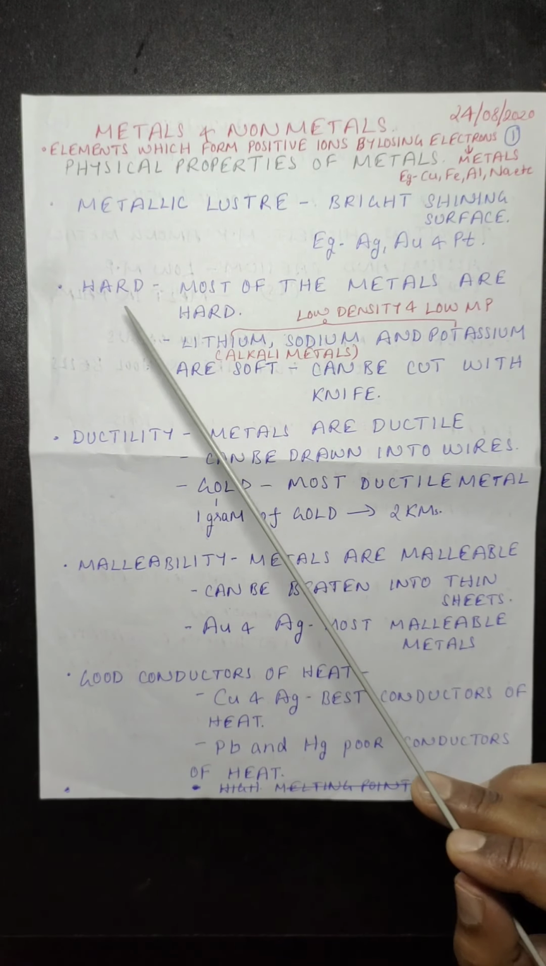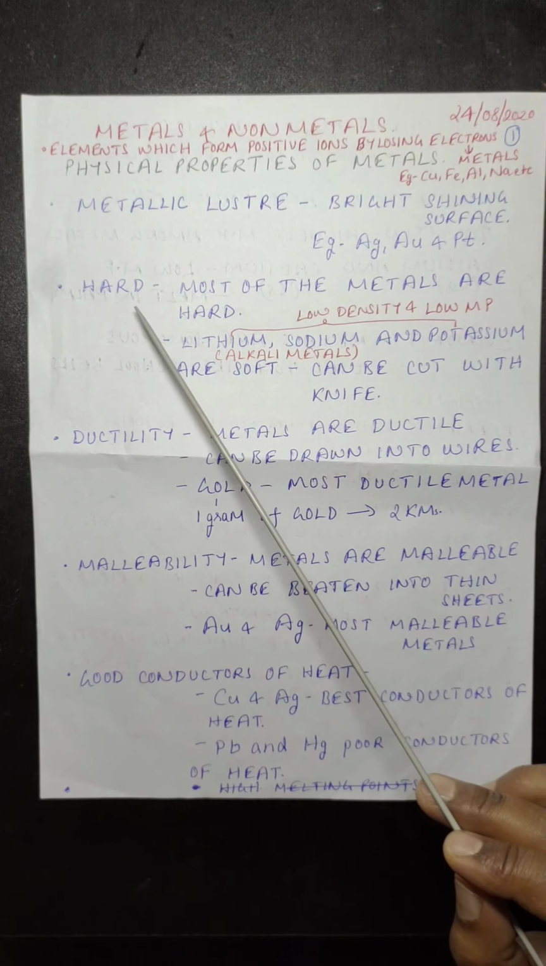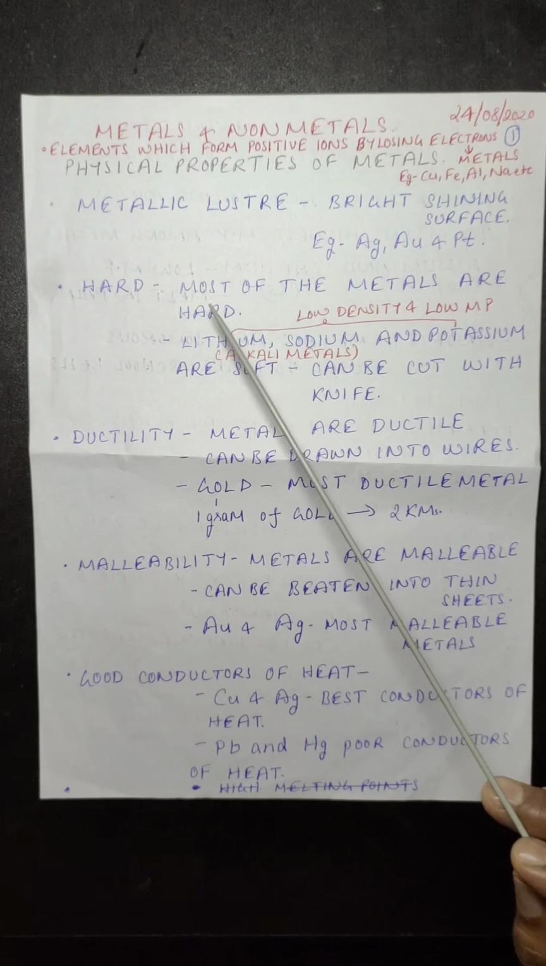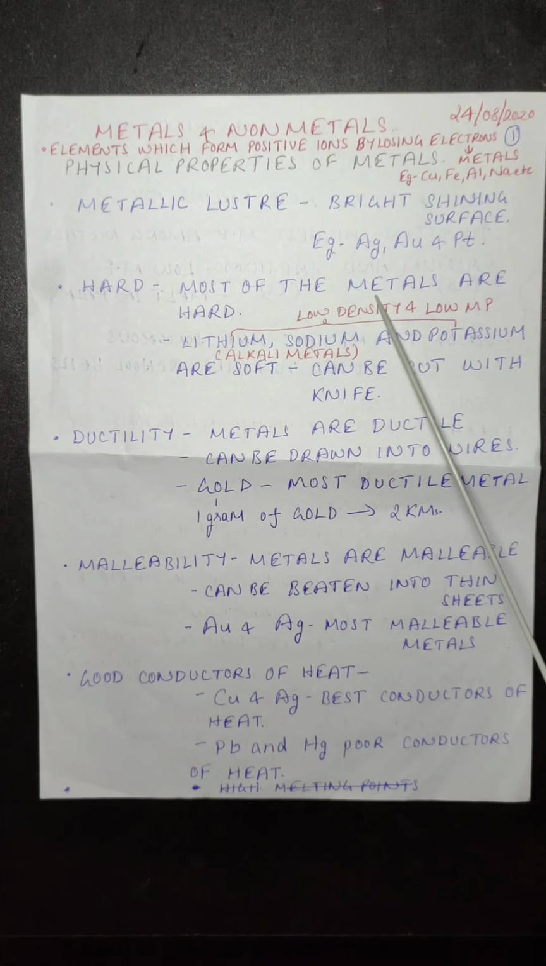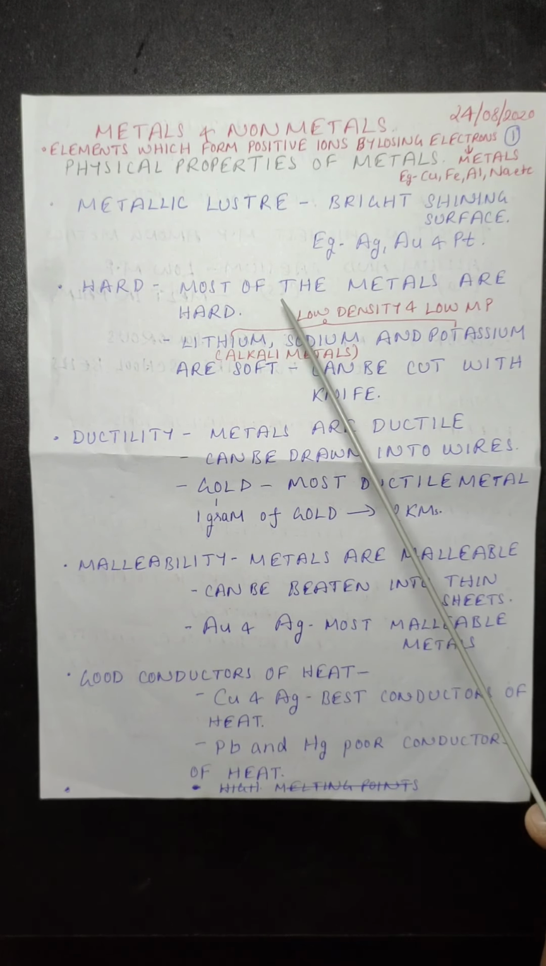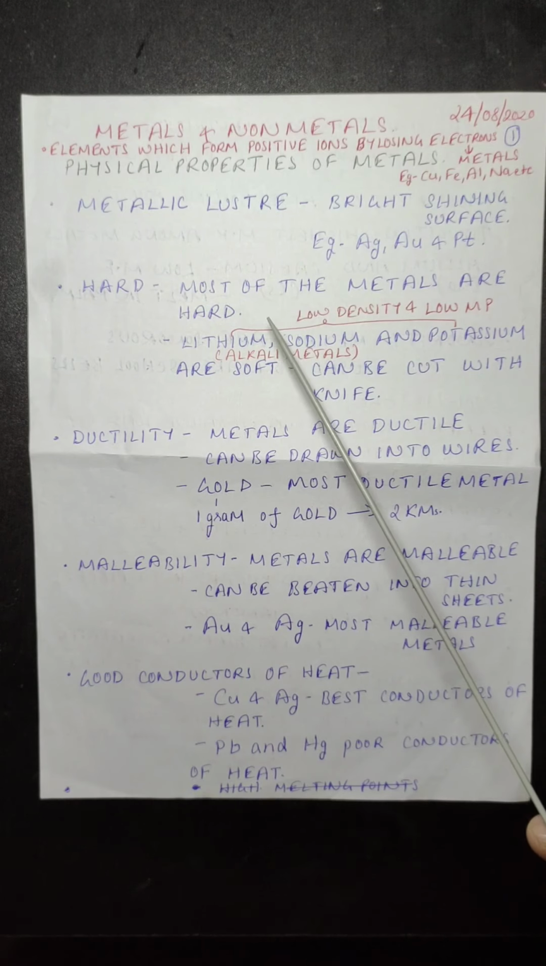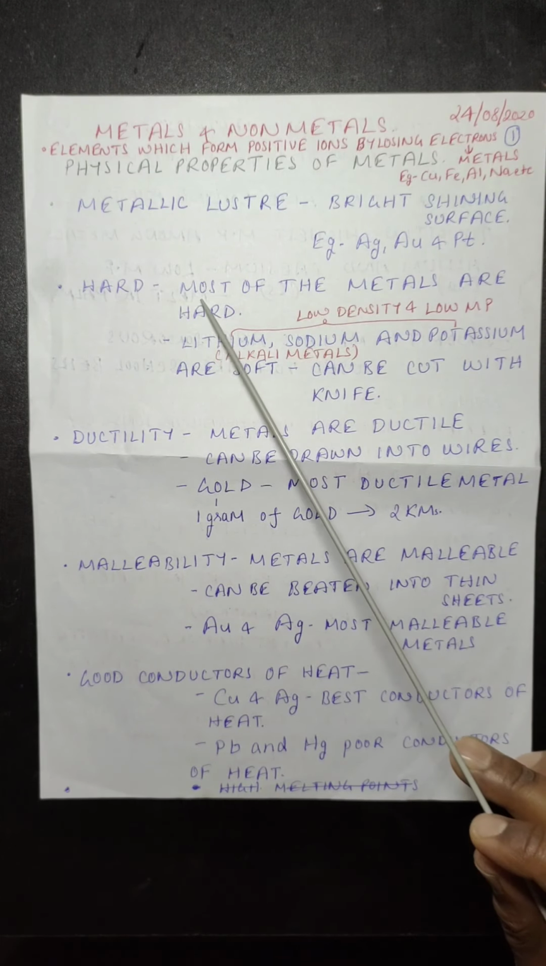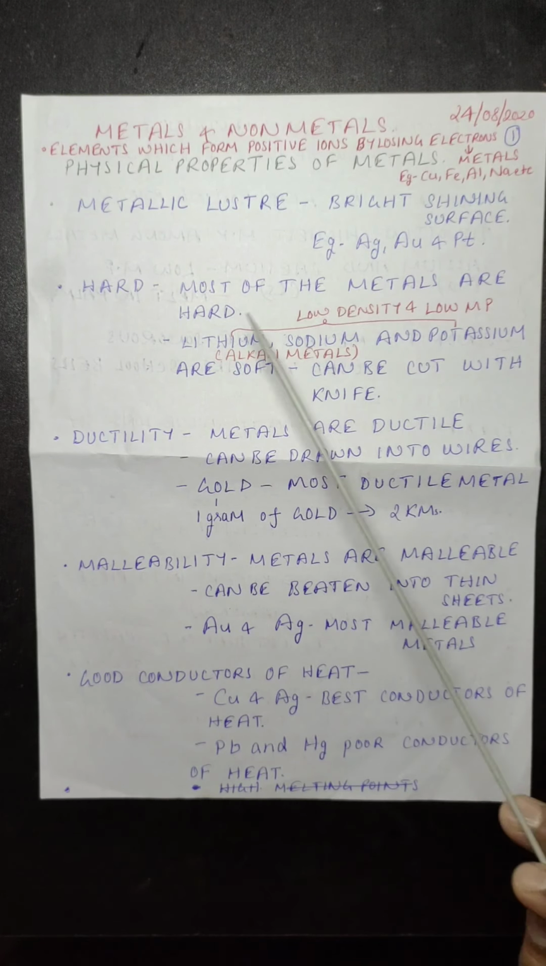The next physical property: metals are hard. Here we have used the phrase most of the metals. Why have I used the phrase most of the metals? That is because there are a few exceptions. Not all metals are hard. There are a few metals which are soft. That is the reason I have said most of the metals are hard.